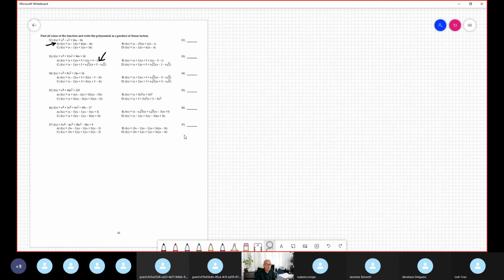Okay, now 54. 54 is x cubed, oh nice, because degree 3 is easier, plus 8x squared plus 24x, no? Yes, I copied wrong in my paper. 24x, let me fix that. 24x plus 24.